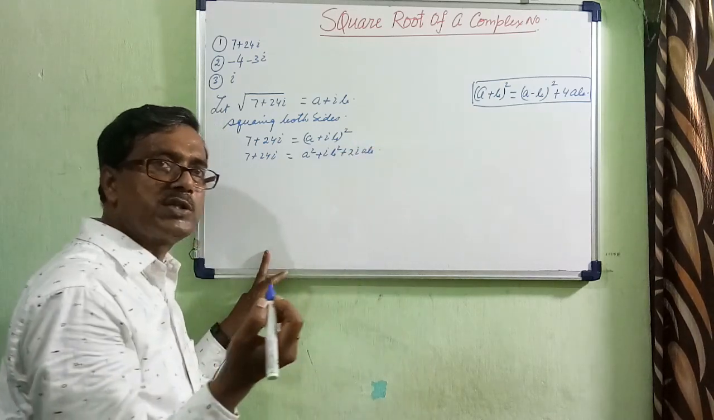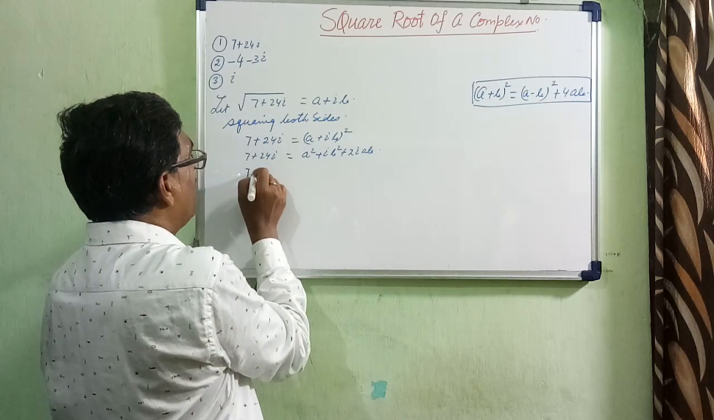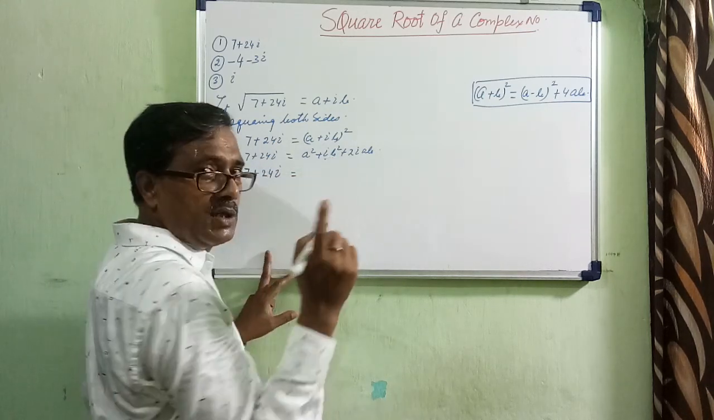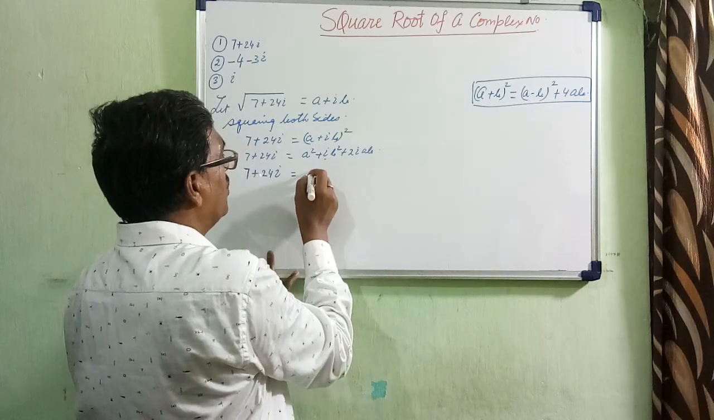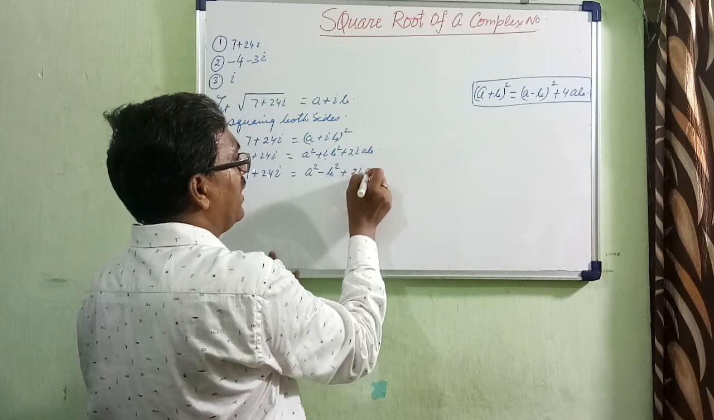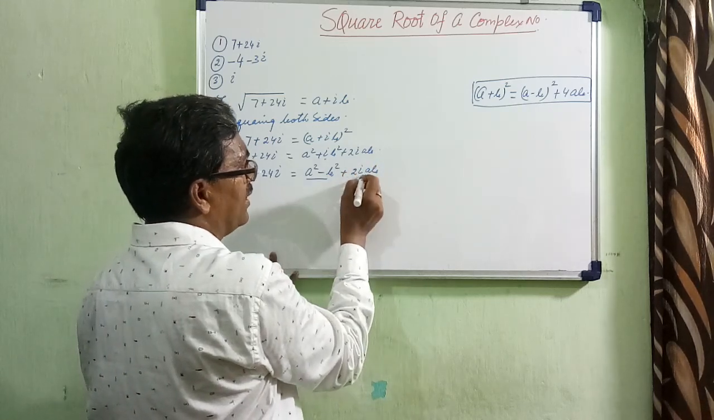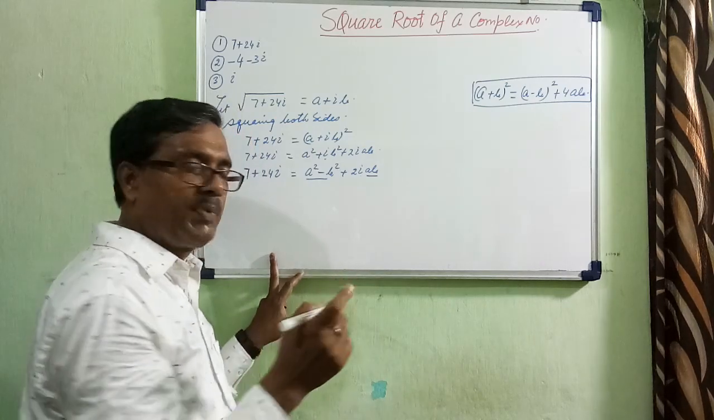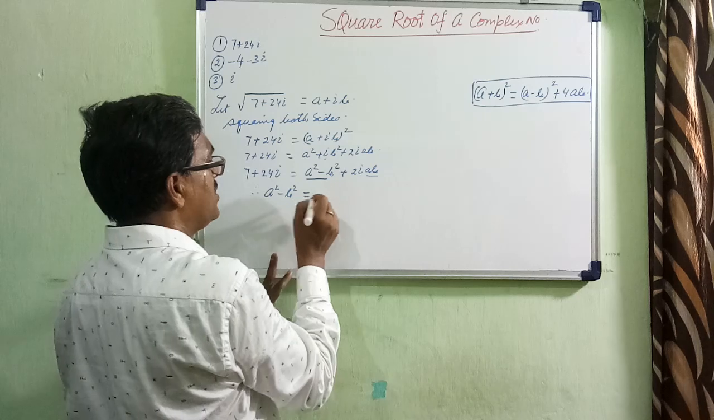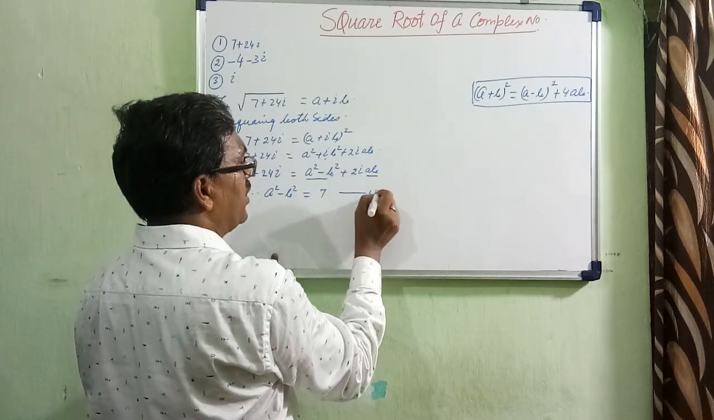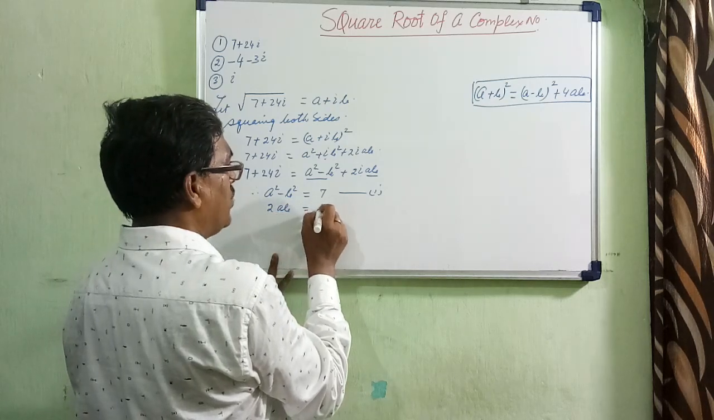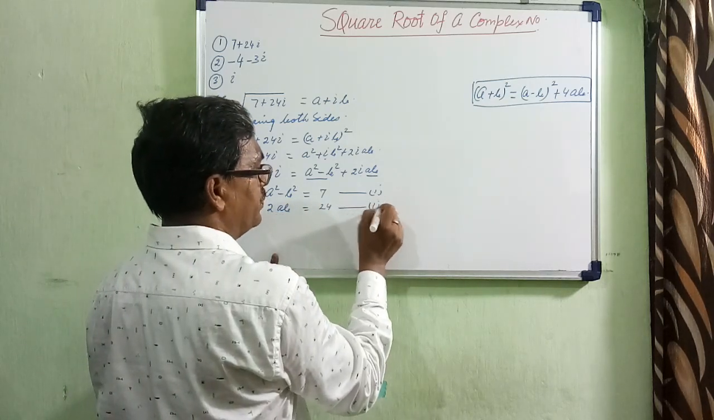Do you follow? (a plus ib) whole square. And therefore 7 plus 24i is equal to, i square is equal to how much? Minus 1. So a square minus b square plus 2i ab. Now compare the real part and the imaginary part. So you will get a square minus b square is equal to 7, equation number 1, and 2ab is equal to 24, equation number 2.